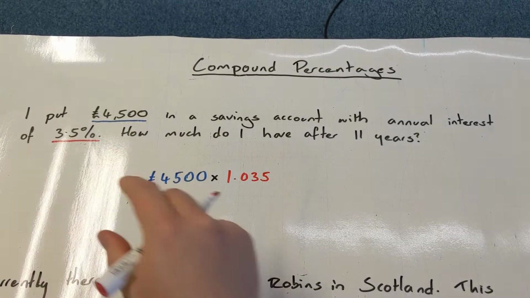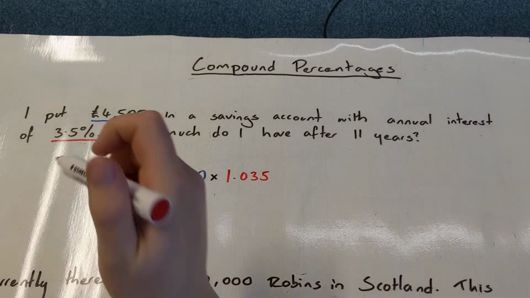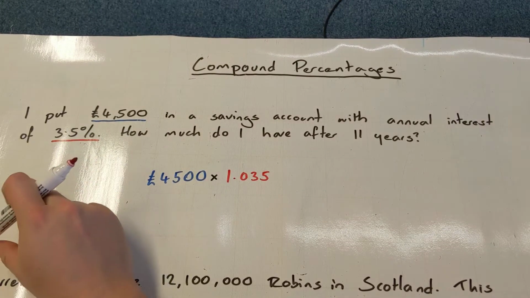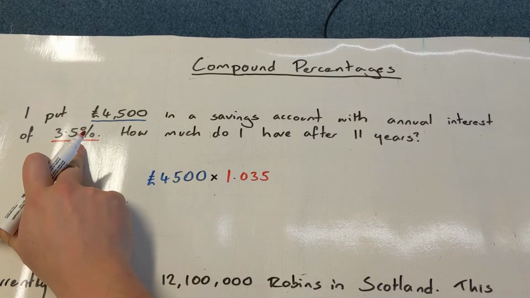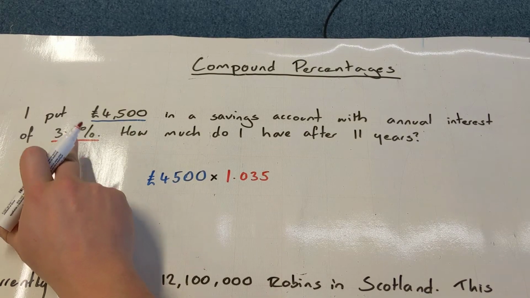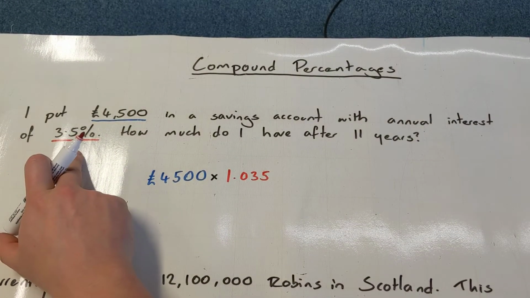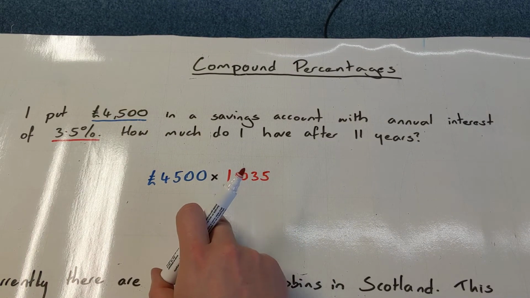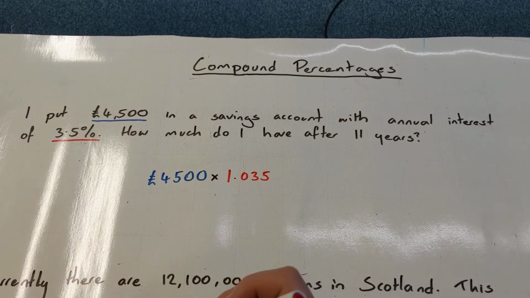Basically, to change your percentage to a decimal, you divide it by 100. So 3.5% as a decimal would be 0.035. But since we're getting more, we do that as 1.035. Now, that's that bit done.